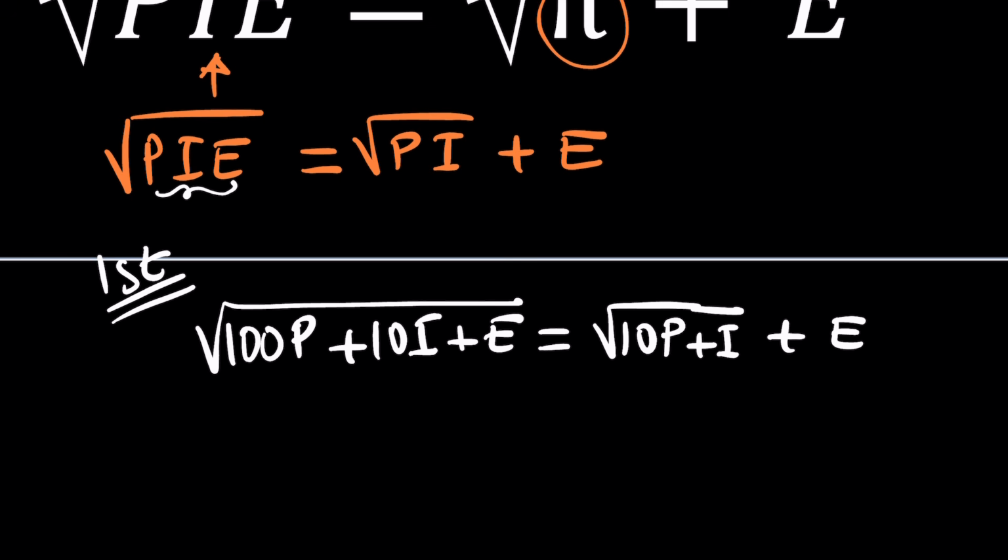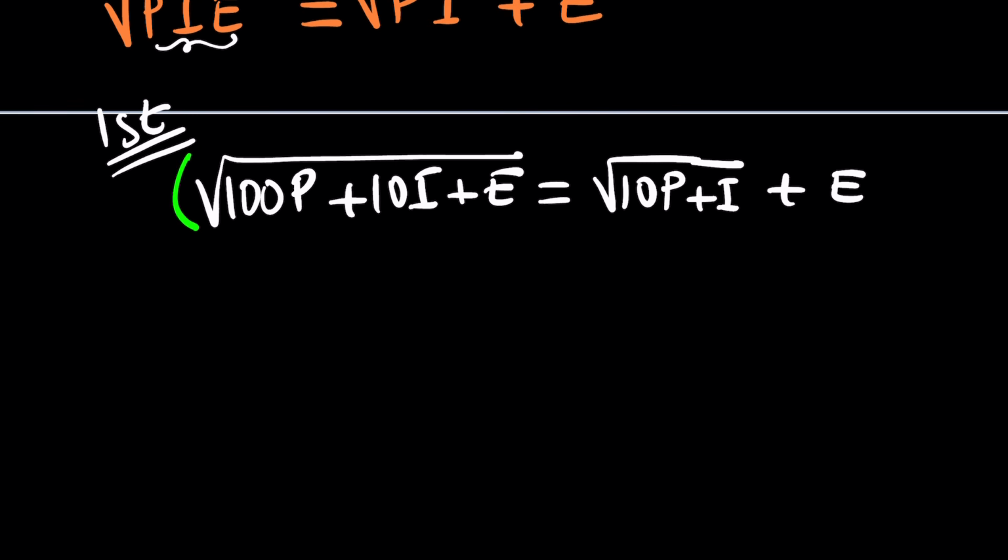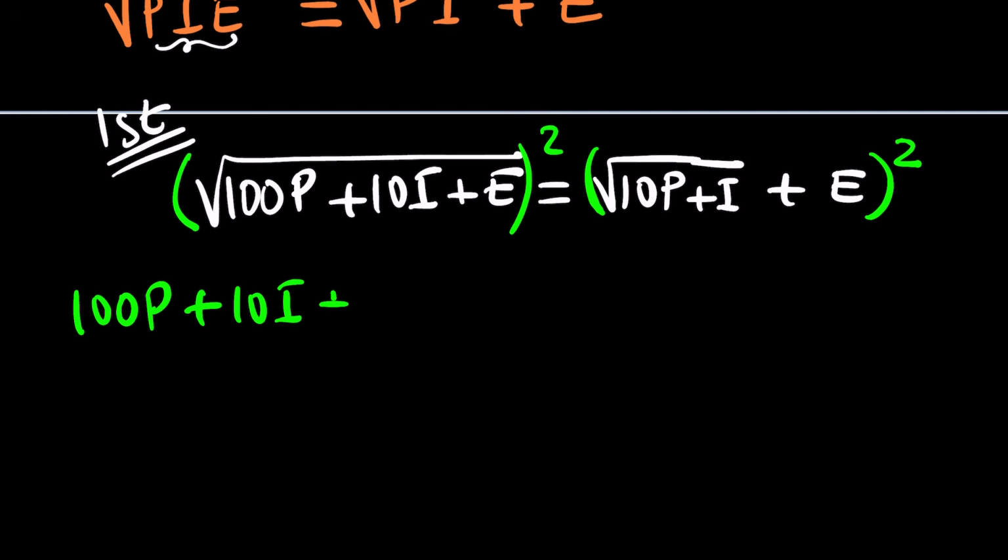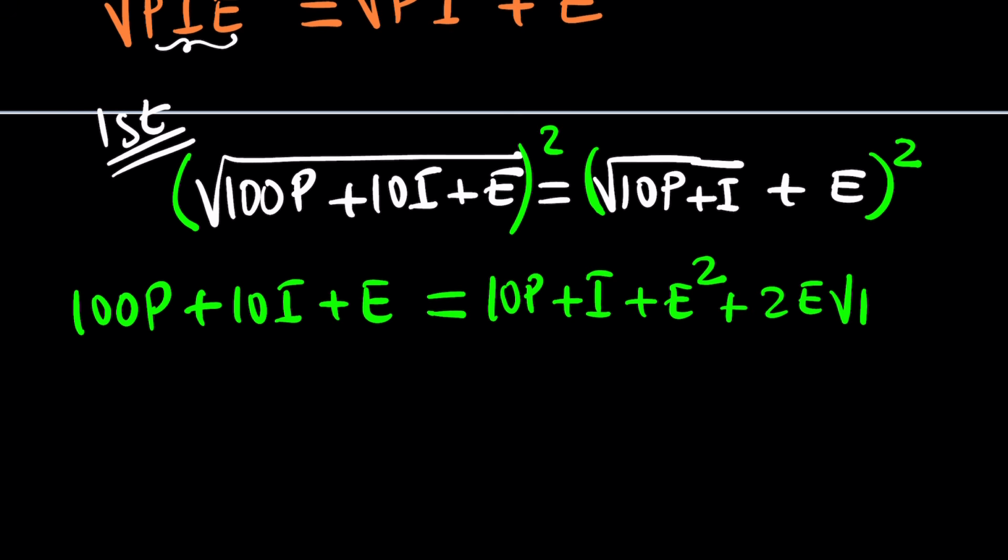And then, since we're trying to simplify this, we would normally square both sides, right? Let's go ahead and square both sides. This gives us 100p plus 10i plus e. The left-hand side is easy. Right-hand side is a sum, so we're going to square the first term. We're going to square the second term. And then we're going to do the 2ab thing, 2e multiplied by the square root of 10p plus i.